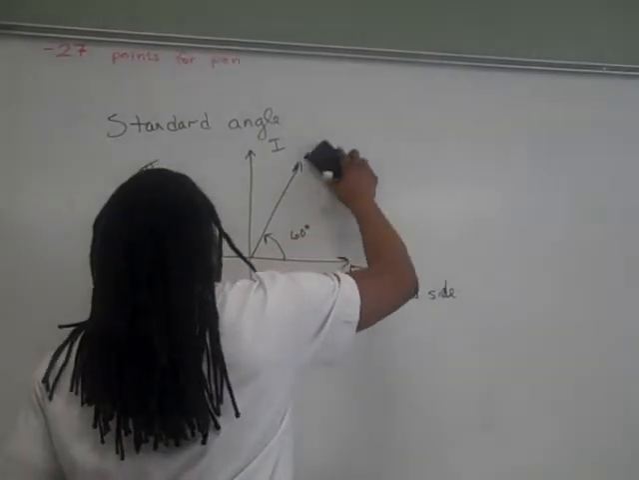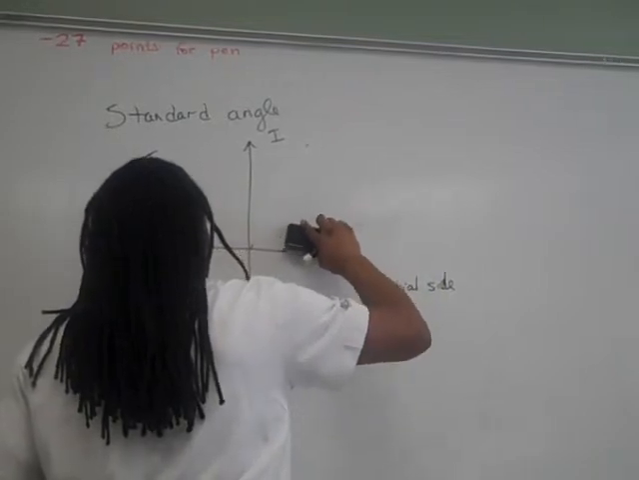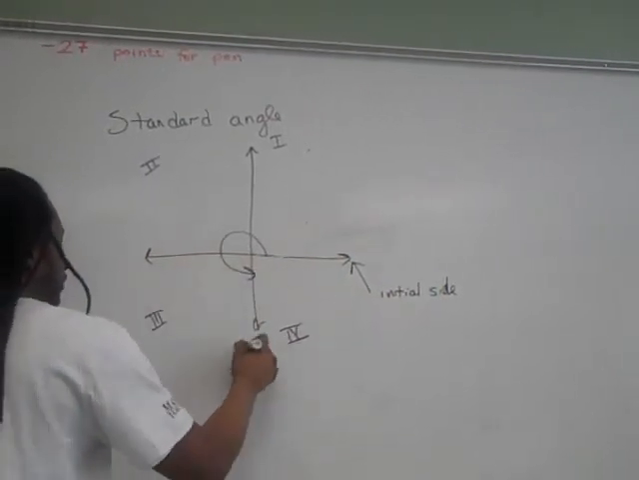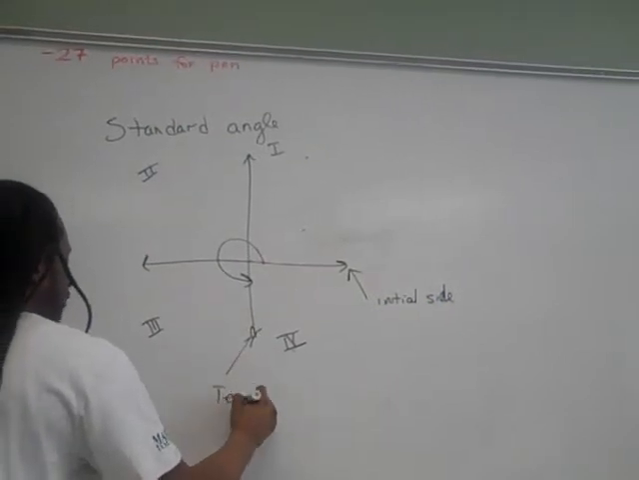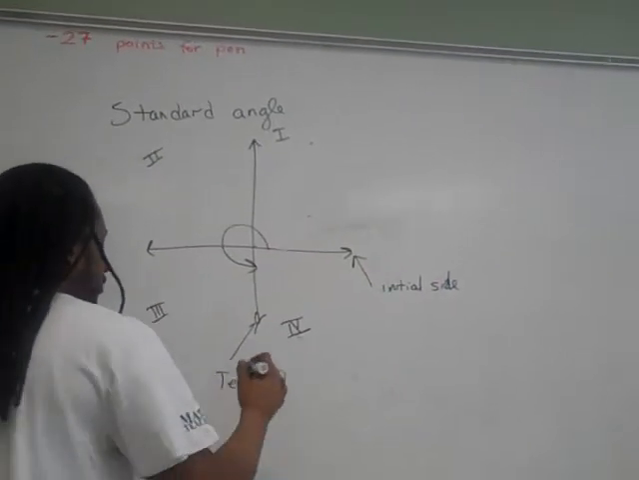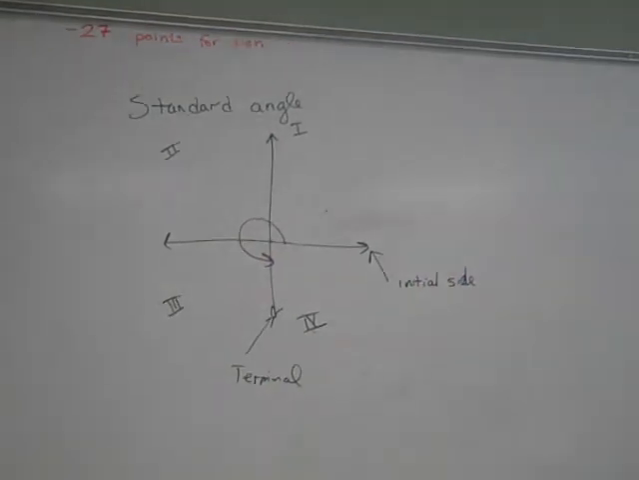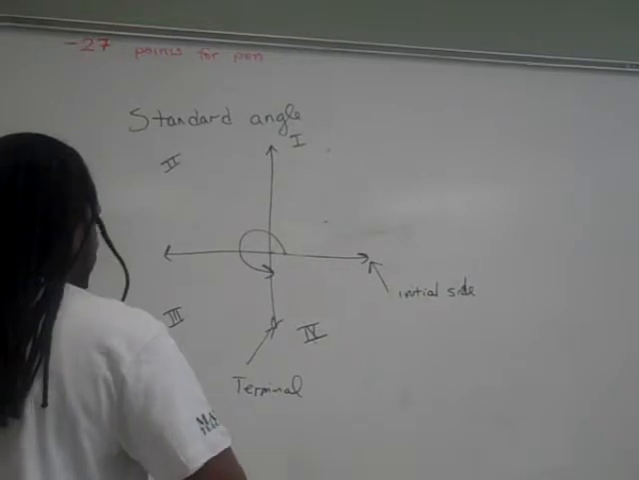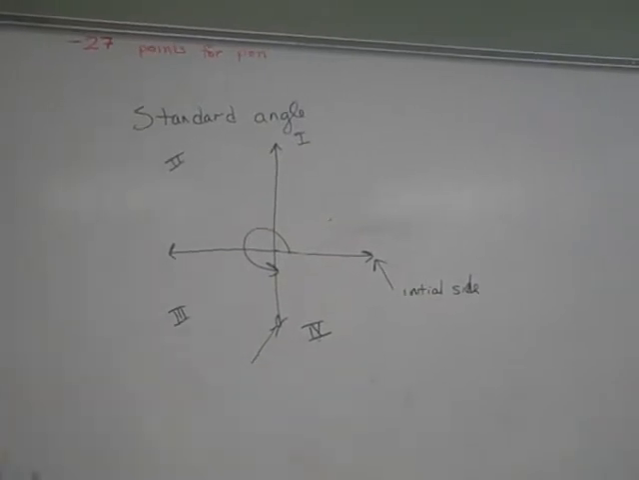So even if you had your angle like this, if you had a 270 degree angle, it would go like this, and this would be your terminal side. Okay? Everybody got that? Terminal side is where it ends, right? Okay. Now, can I erase this?